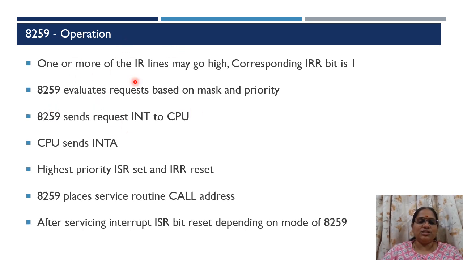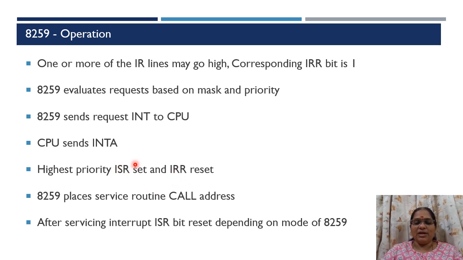So this is the sequence in which your interrupt is serviced by means of the 8259. Out of these 8 lines, IR0 to IR7, one or more of the lines may go high. Correspondingly, the interrupt request register bit is 1. The priority resolver will evaluate the request based on the mask you have given and the priority you have given, and it will send the request to the CPU, that is your 8086 microprocessor. The processor in turn will send the interrupt acknowledgement. The highest priority interrupt will be serviced. The in-service register will be set for the interrupt which is currently being serviced.